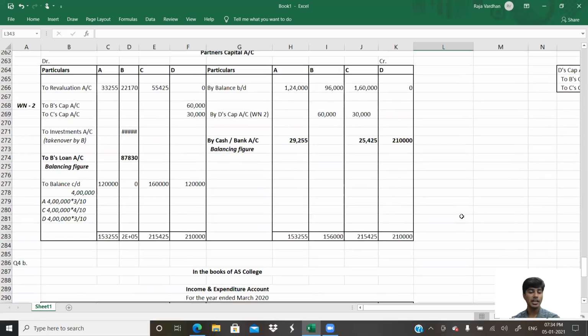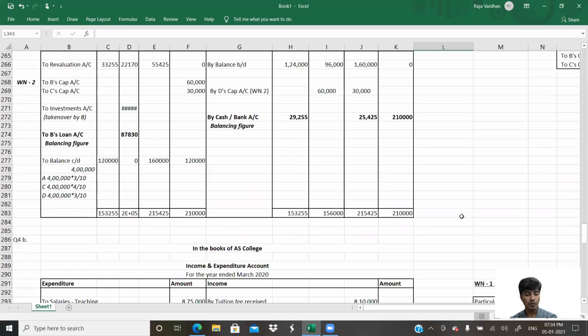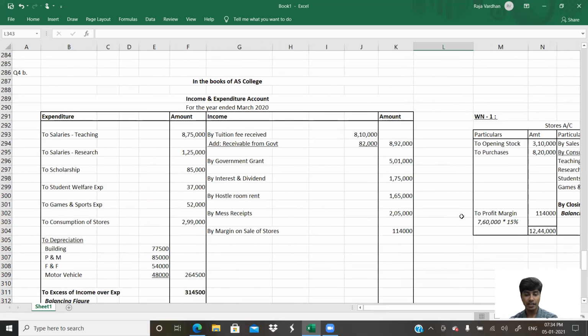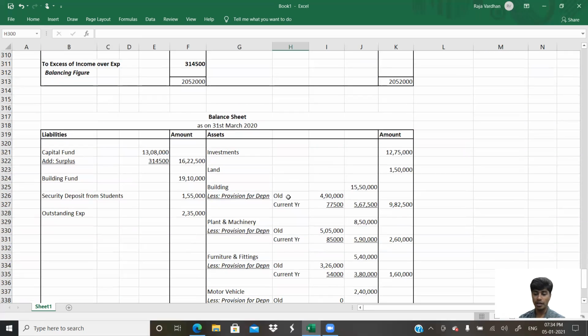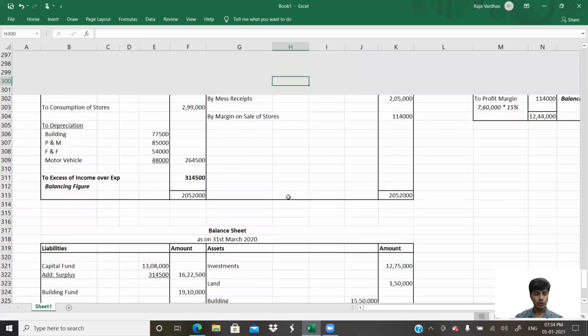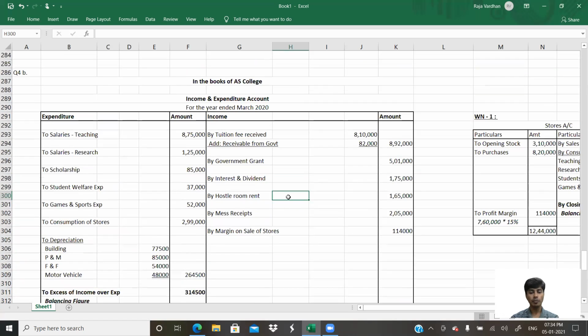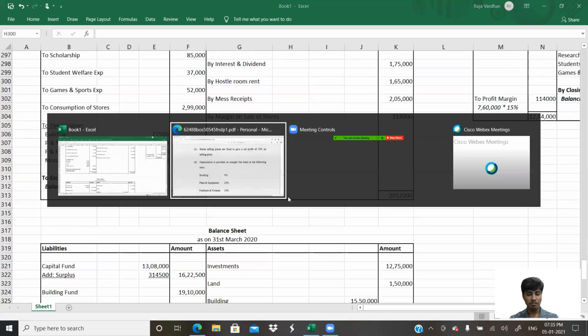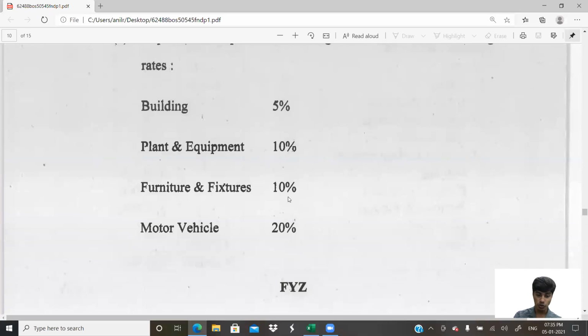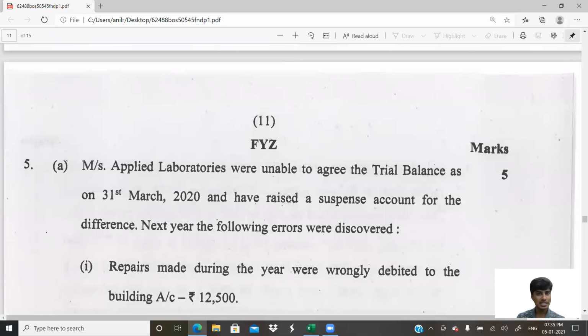So that's it. We're done with the question on NPO, which required us to prepare the income and expenditure account followed by the balance sheet. So that's the end of our question number 4. Then we would have to go to question number 5 and question number 6. Two more questions. Let us do that as a separate part.